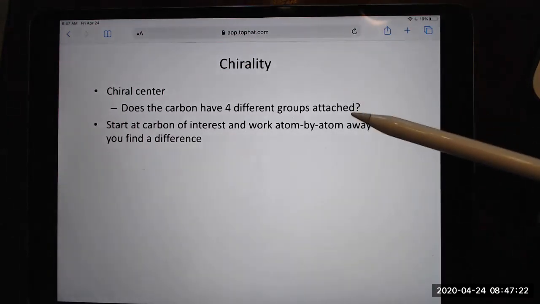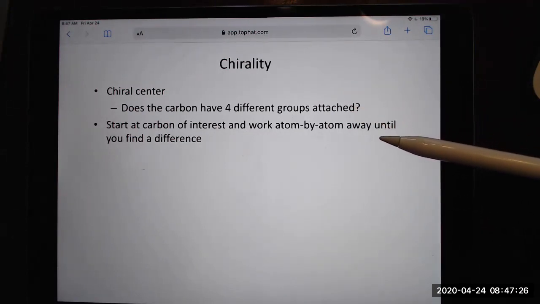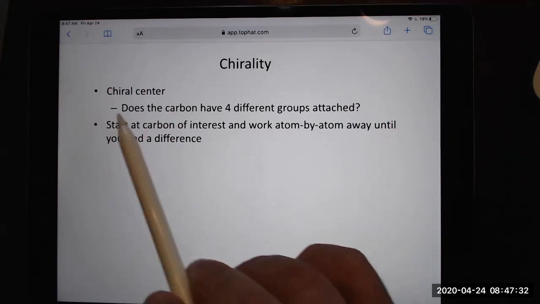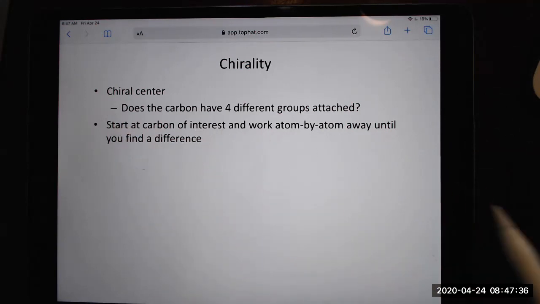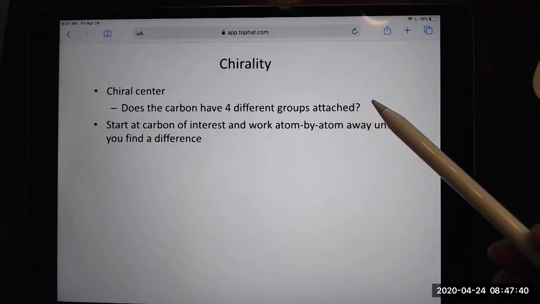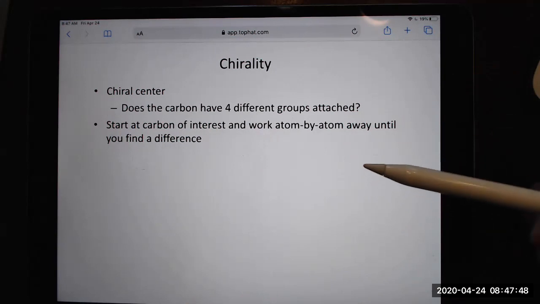Okay, so one of the things you're going to need to do is figure out how many chiral centers there are. So I'll present a molecule, and you need to let me know. What you're doing is looking at a carbon that has 4 different groups attached. And it doesn't necessarily have to be a carbon. It can be any atom, as long as it has 4 different things.